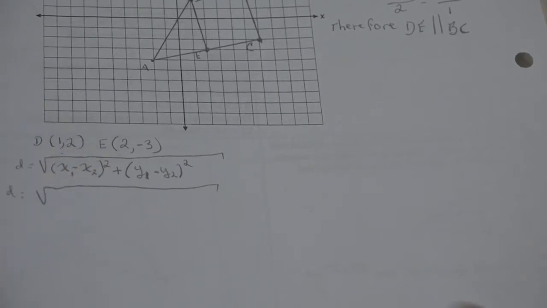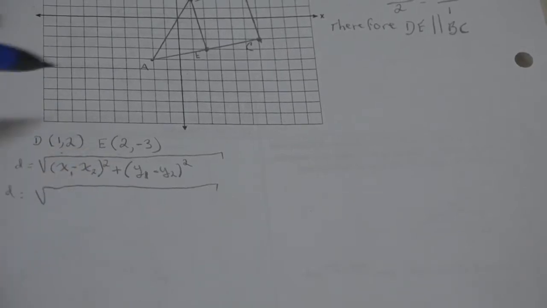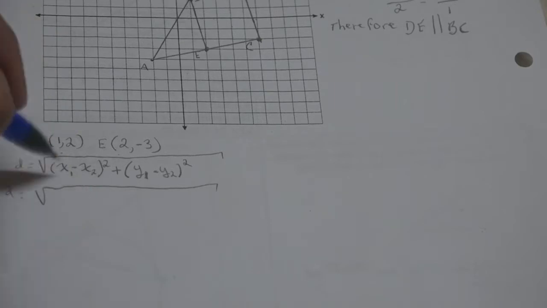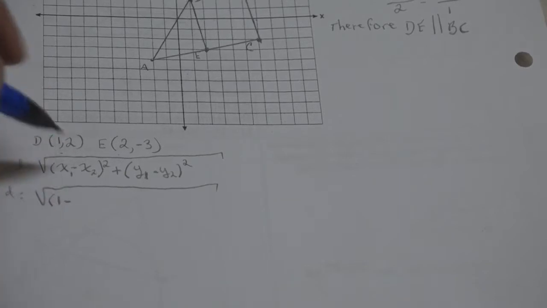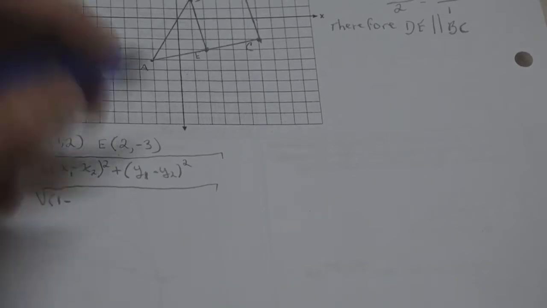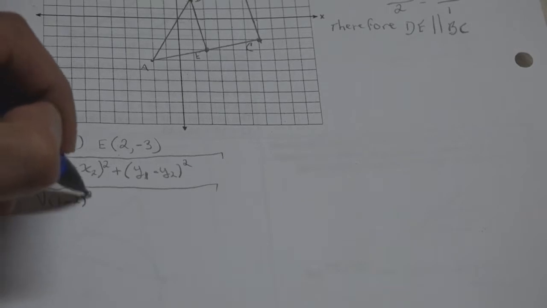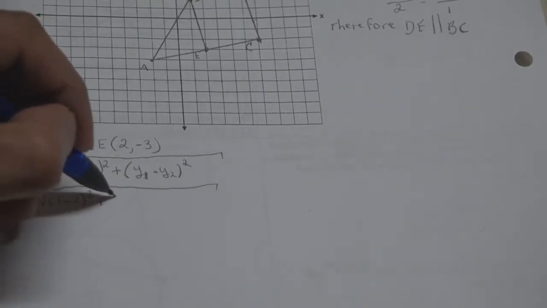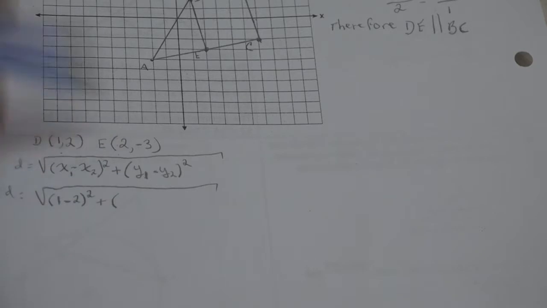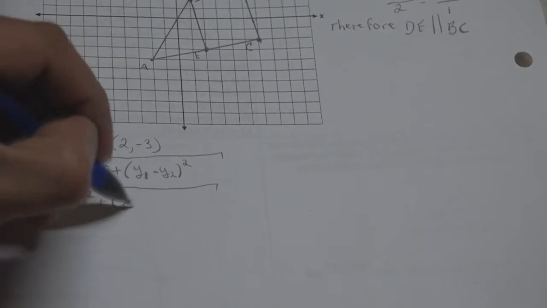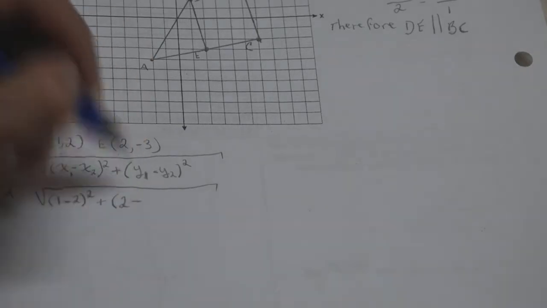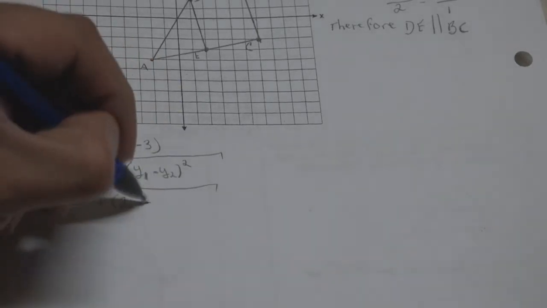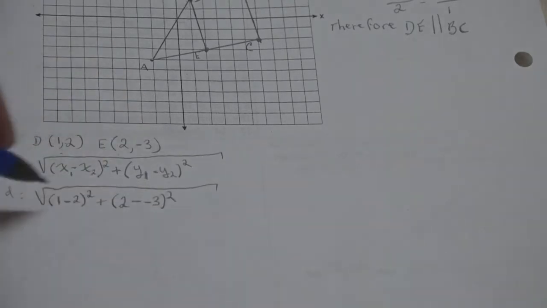Now let us plug in. I'm going to have these the ones and these the twos. So x1, which is 1, minus x2, well, this is the x coordinate, and then square it. Plus the difference between the y's. I got the 2 over here, because if you go from left to right, you have to keep it consistent. So 2 minus negative 3, and I'm going to square that.